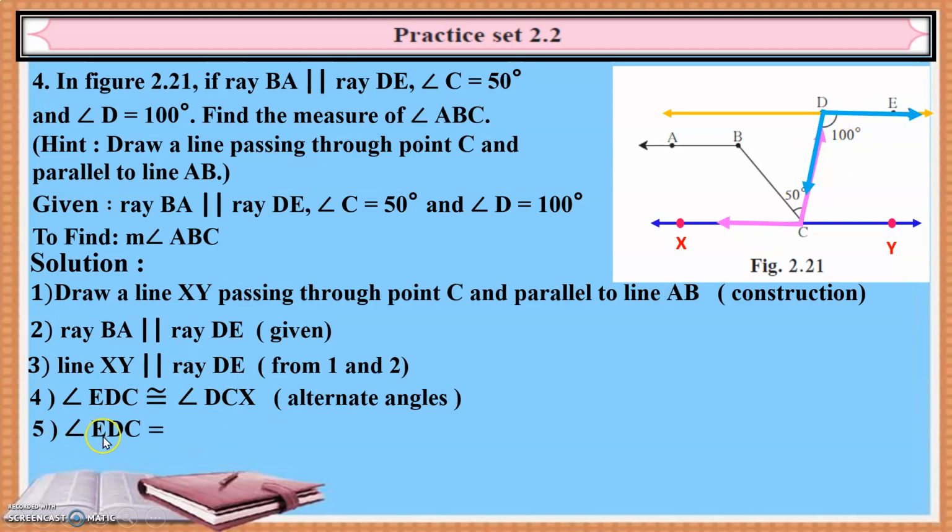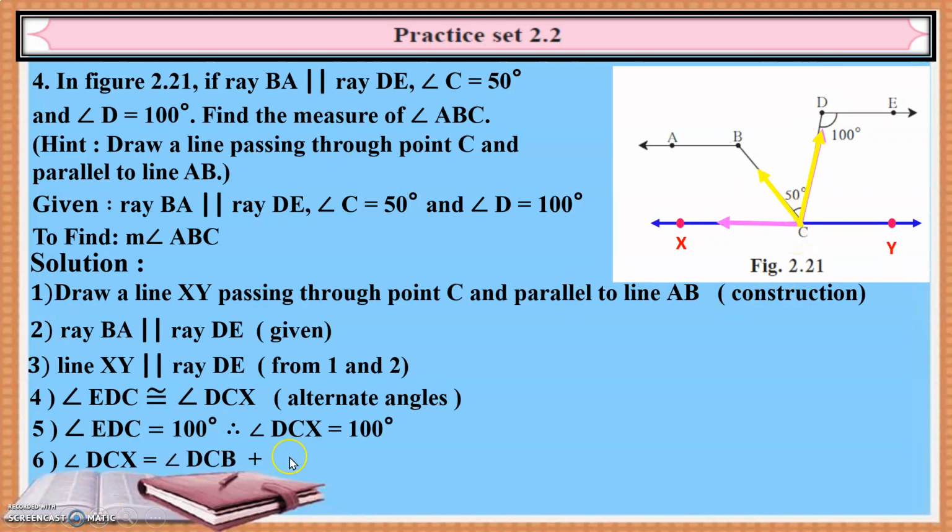So let's write the statement. EDC is equal to 100 degrees. Therefore angle DCX will also be 100. So now we have got DCX as 100. So angle DCX, which is this in the figure, is equal to angle DCB plus angle BCX. So I have written angle DCX is equal to angle DCB, the yellow angle, plus the red angle.